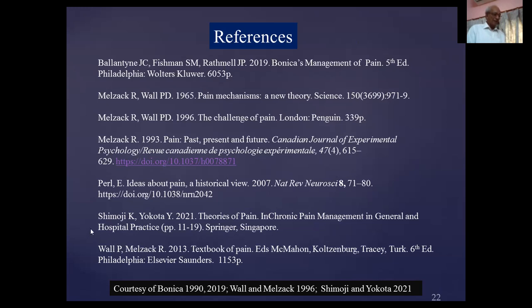And among the very recent articles, well, this one by Shimoji and Yokota, published very recently, 2021, there is a pain chapter, and you can refer to that. And this is not very recent, but Perl's book, it's an article, not a book, Ideas About Pain: A Historical View, published in Nature Reviews Neuroscience, 2007. That gives a timeline of the various events related to pain.